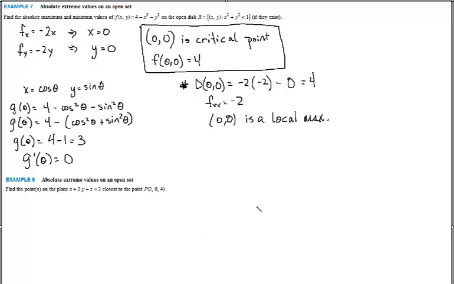In this next example, they're asking me to find a point that is closest to another point. So find a point on this plane that's closest to this other point, which is going to involve minimizing the distance formula. So let me get that written out. So here's my distance formula. Now it's going to be easier just to minimize d squared, so I'm going to write this in terms of just d squared, and then I'm going to be finding my critical points.